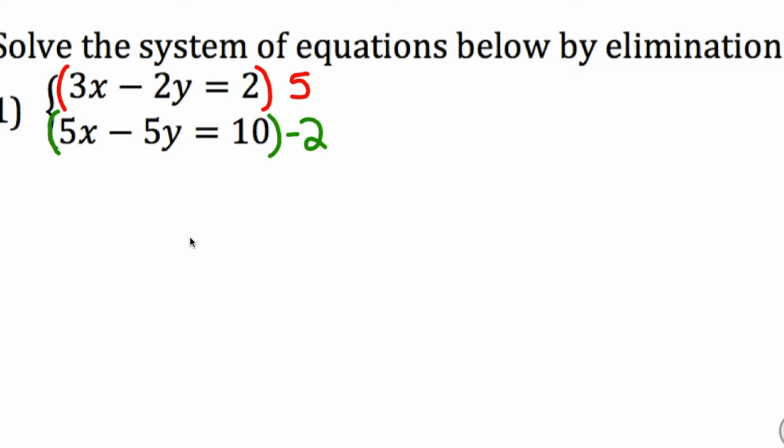Multiply the 5 through. 5 times 3x is 15x. 5 times negative 2y is negative 10y. And 5 times 2 is 10.